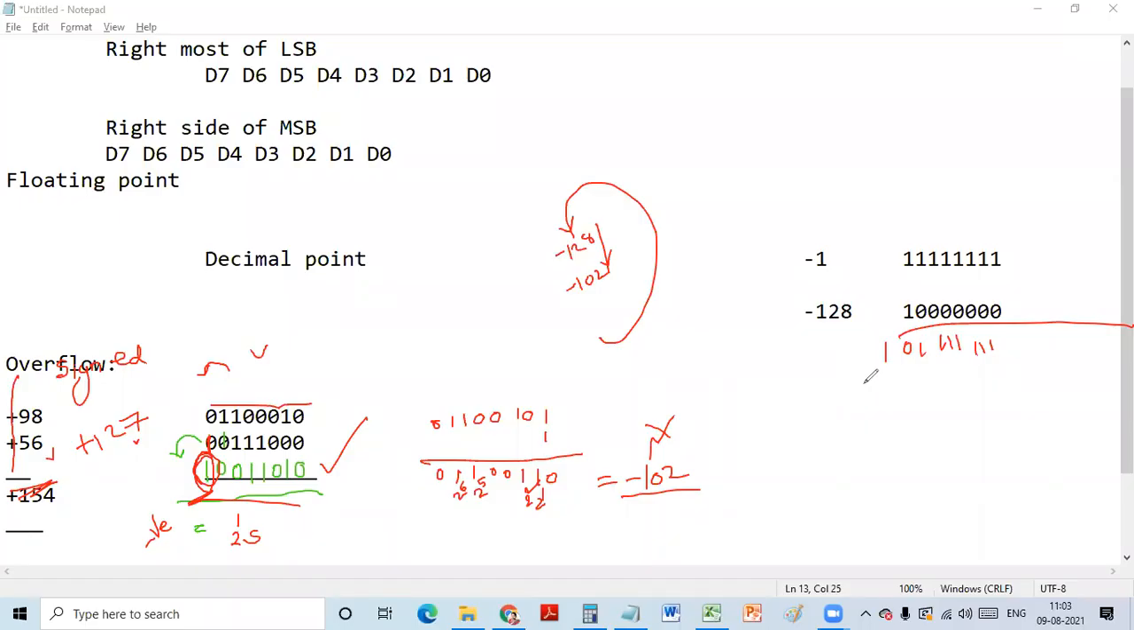So 1 1 is 1 0. Now we got 9 bits, n bits and one more extra bit here.